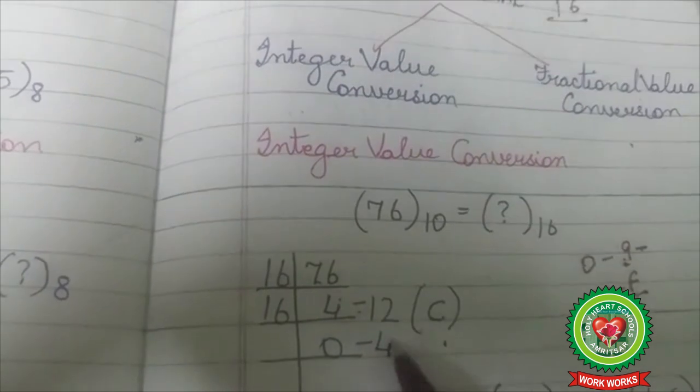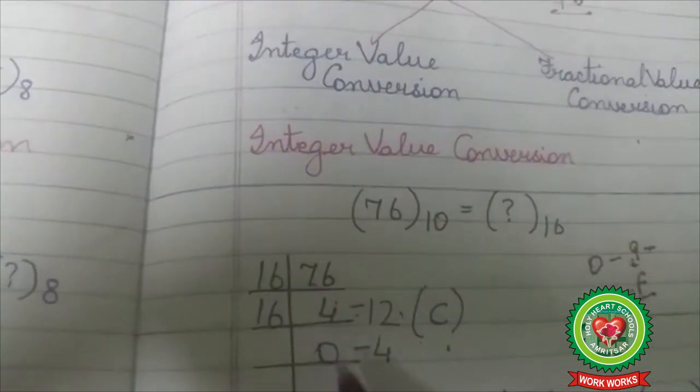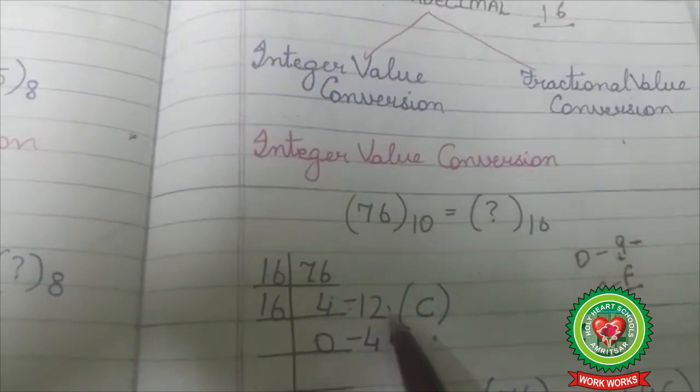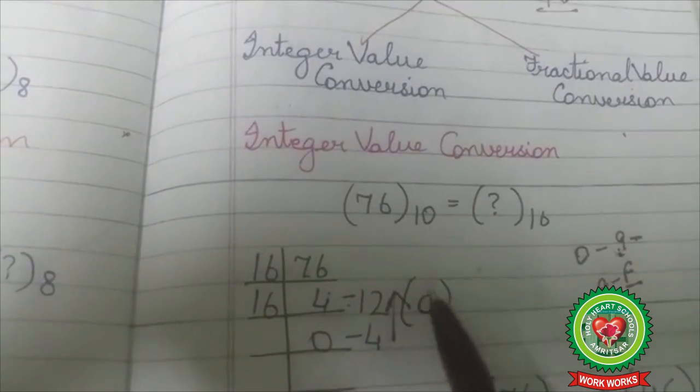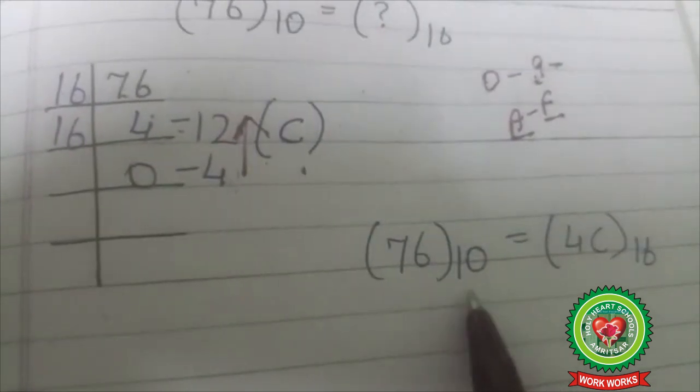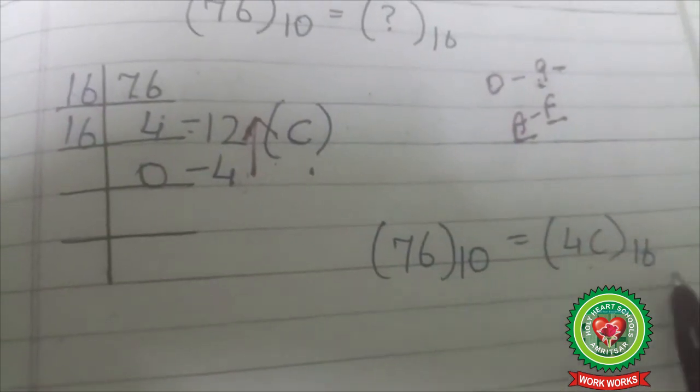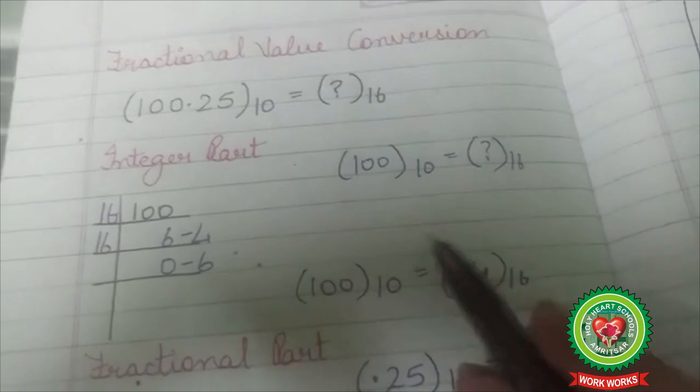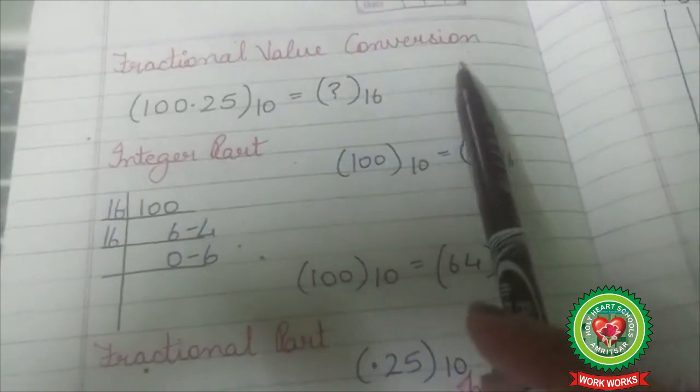And thus we have calculated the remainders. So the answer is 4C, as we have to write the remainders in the reverse order. 76 with the base 10 is equal to 4C with the base 16. Now we will do fractional value conversion.